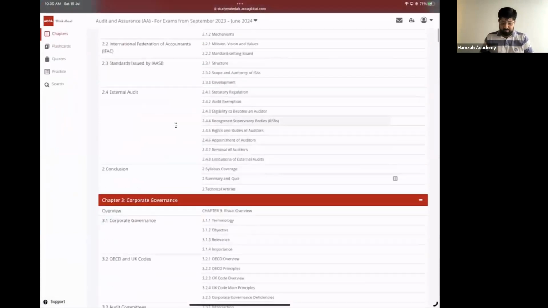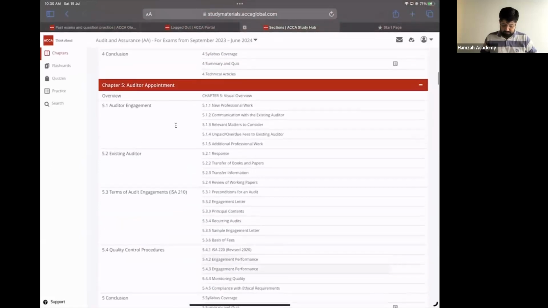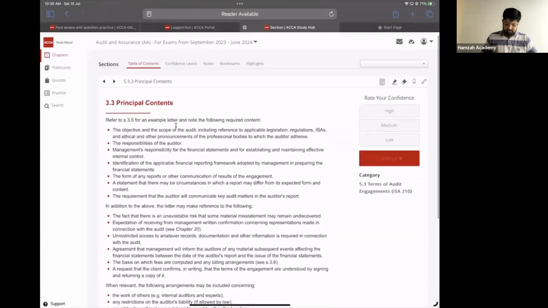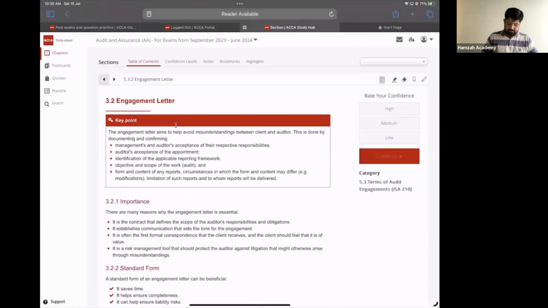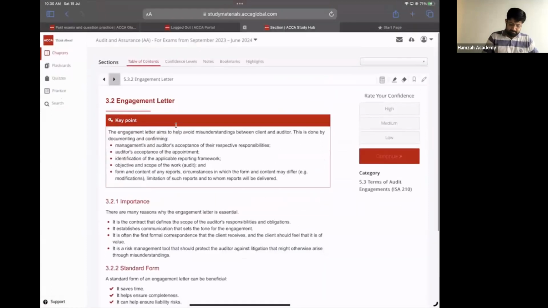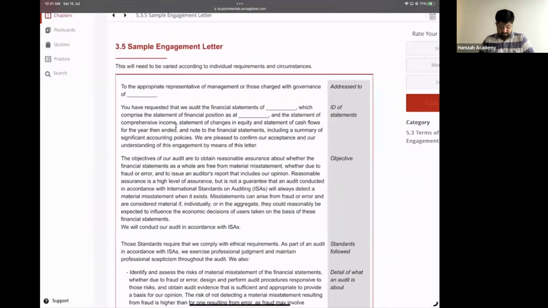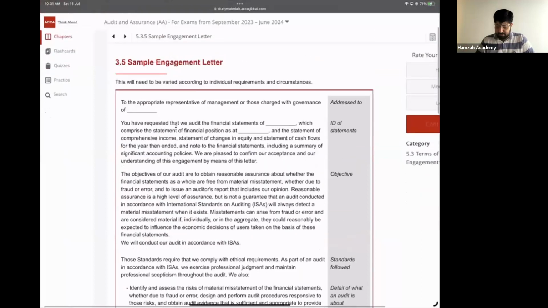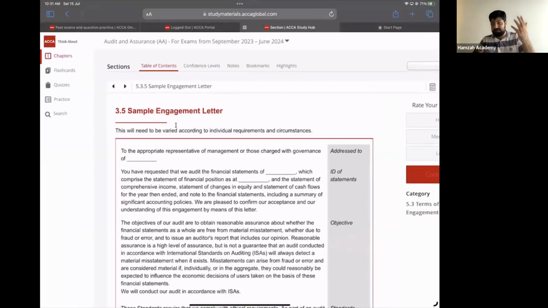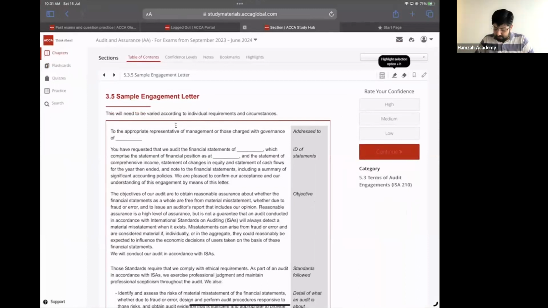And there is a wonderful example of an engagement letter given in your notes here. They have given it at 5.3.3. Just a minute. Yes, here is the engagement letter. A sample is given. You see, I do not know how to write on it. I have gadgets, but I do not know how to use them.